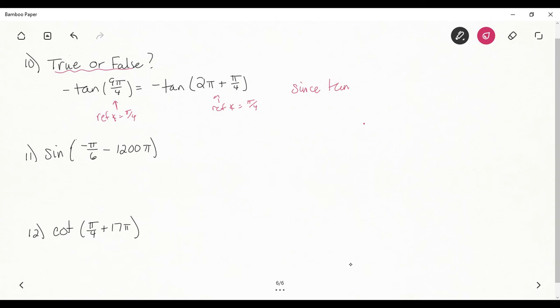So the tangent of pi over 4 is equal to 1. They will both equal then -1. So the negative of tangent 9 pi over 4 equals -1, and so does negative tangent of 2 pi plus pi over 4, also equals -1. So this is true.